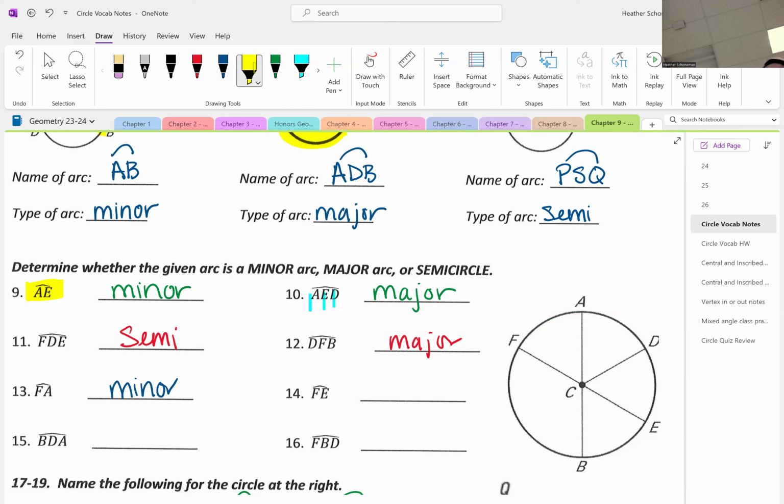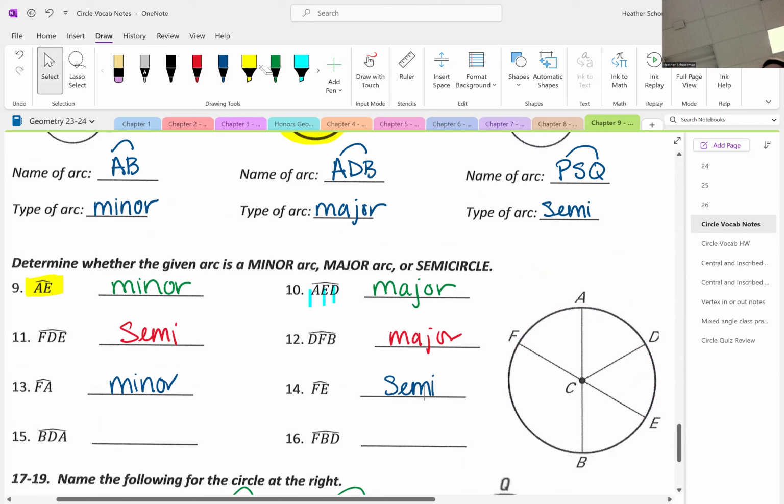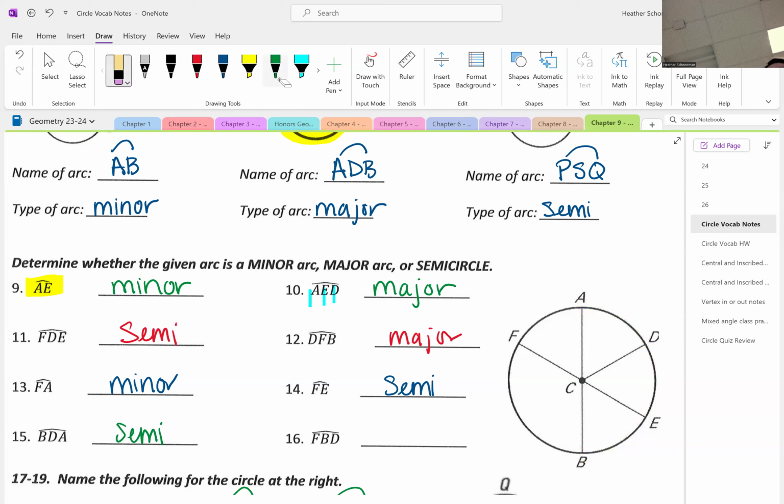Now, if I do FE, the shortest distance between those 2 points, could you do the other half? Absolutely, because it's the exact same distance no matter which way you go, because it is a semicircle. All right, next one, BDA, B to D to A. Oh, that's half of a circle, so that's going to be a semicircle. Last one would be FBD. So we start at F, go through B, end at D. And that one is a major arc.